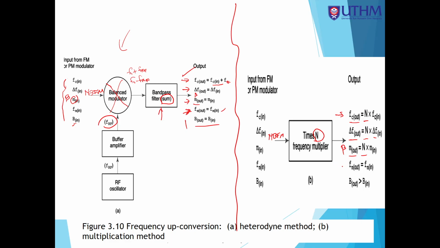Modulating signal frequency FM remains the same. Bandwidth would be bigger. Why is the bandwidth not n times? Why is bandwidth out not equal to n times bandwidth in? Because it depends on the value of beta. We need to refer to the Bessel table. When the beta value is increased by n times, we can calculate the bandwidth by using 2 times n times beta times Fm.